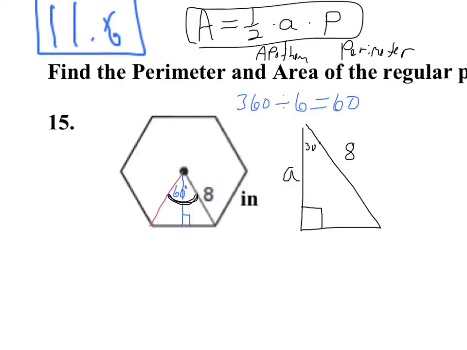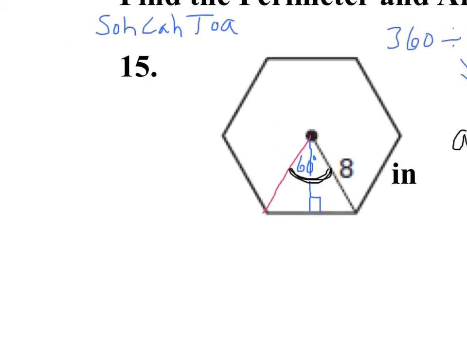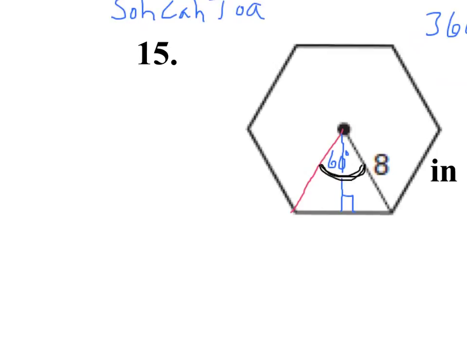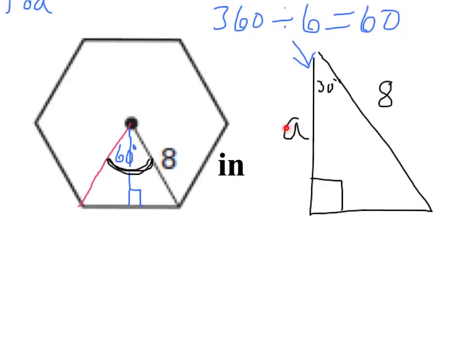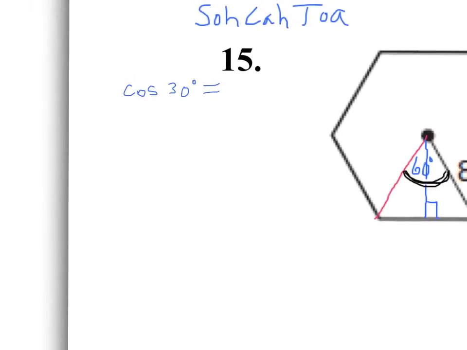We're going to need to use some trigonometry, some sine or cosine or tangent. It might help you to write out SOHCAHTOA. We're going to be looking at this from the 30 degrees point of view. From the 30 degrees point of view, we have the adjacent and the hypotenuse. So which function uses adjacent and hypotenuse? It's cosine. So cosine of 30 degrees equals adjacent over hypotenuse. For us, adjacent is A, hypotenuse is 8. A over 8.